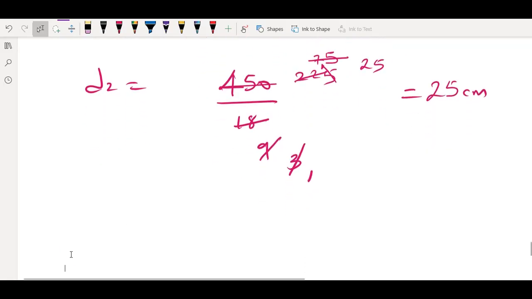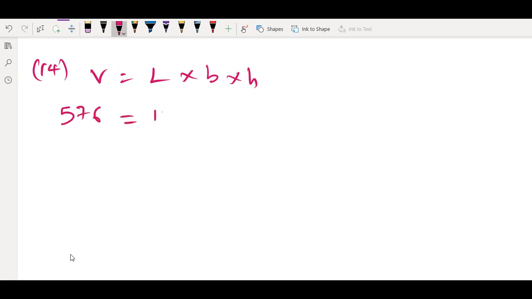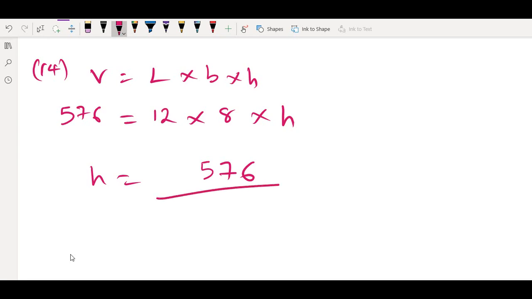Number what, please? Volume is length times breadth times height. The volume in this case is what? We are looking for height, so how can we get height? Please follow what I'm doing. So how can we get height?